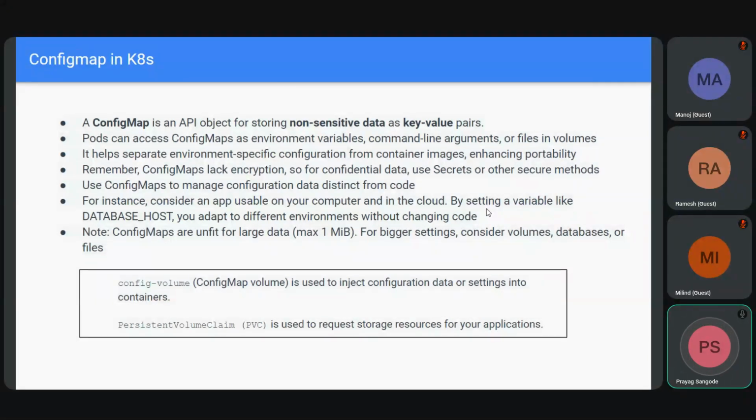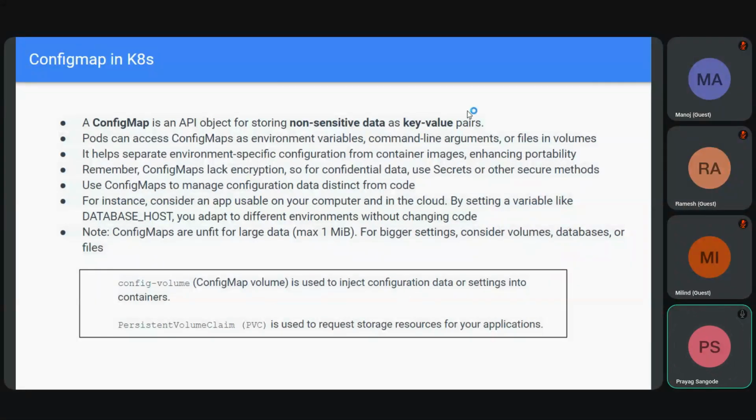Okay, so for example, if you want to set database underscore host as an environment variable, similarly database password. But that password will be part of a secret because that is sensitive data, and for non-sensitive data we'll be using config map. Okay, that is also kind of a volume but not the same as the Kubernetes volume. The name is volume, but don't get confused with it. We'll see that in the example.